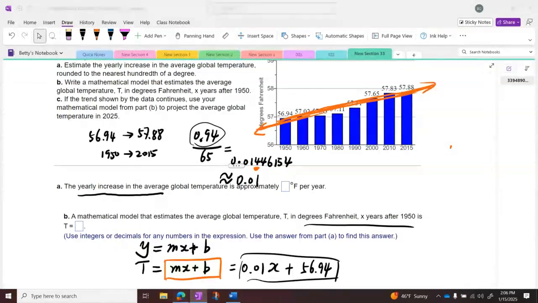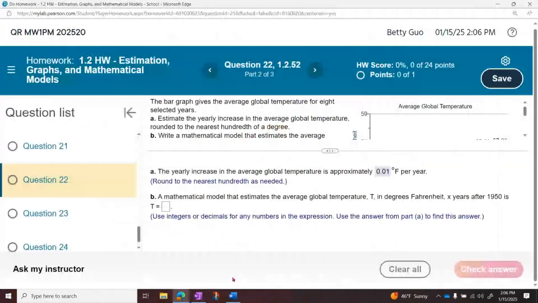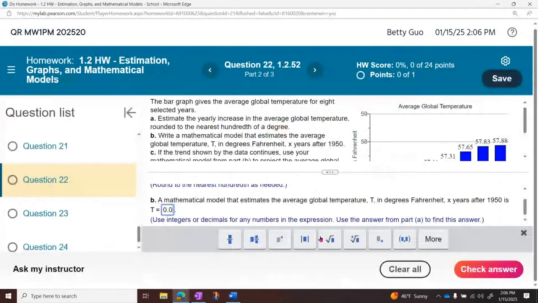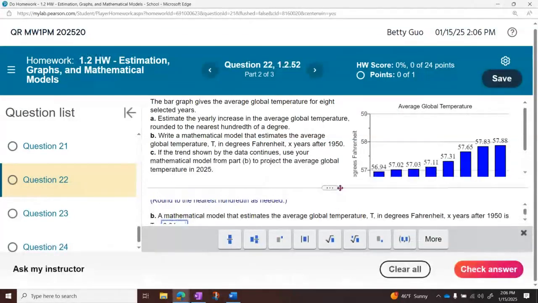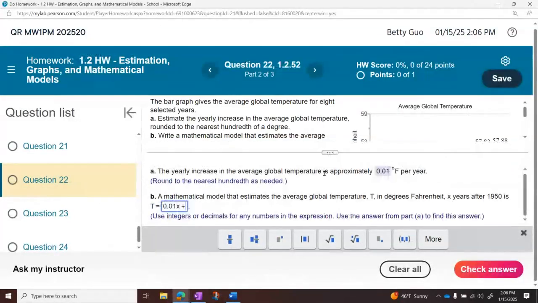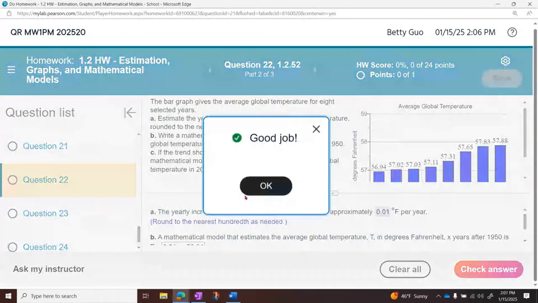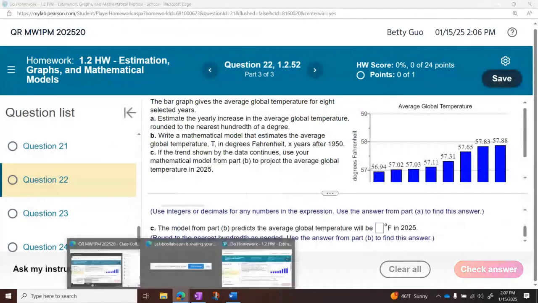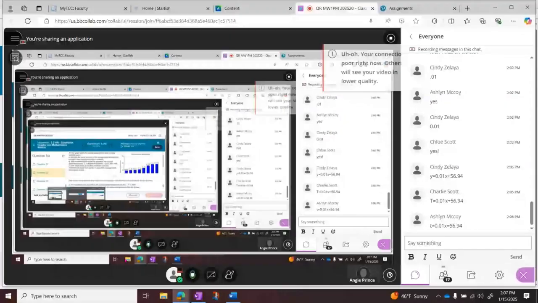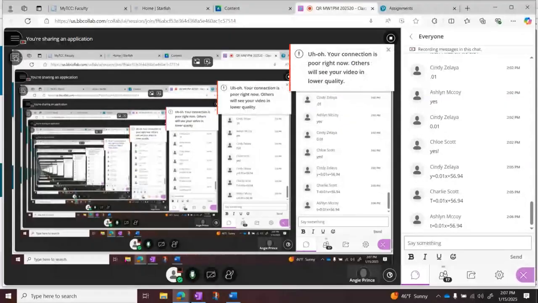Let me do that. We should have 0.01x plus 56.94. There we go. Right? Yeah, that's part B. Very good. Perfect. Thank you, Ashley. One more part.